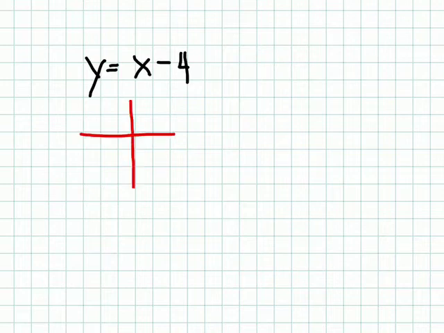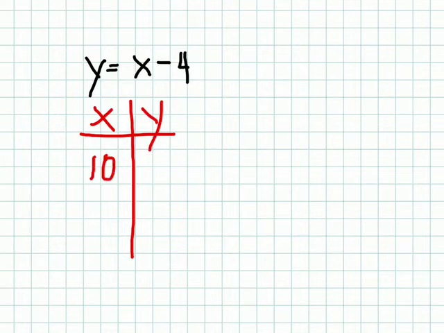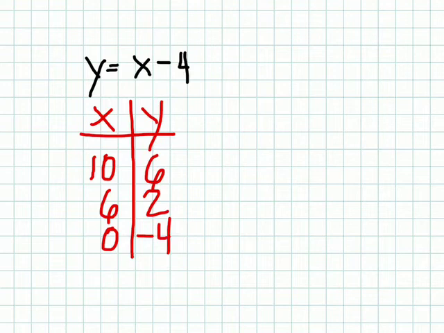And we could list a few, and we're going to. So here's x, here's y. If x is, I don't know, 10, x minus 4 is y, so y is going to be 6. If x is 6, y is going to be 2. If x is 0, y is going to be negative 4. If x is 2, y is going to be negative 2. And we could go on and on like that forever. We never really would have to stop. There are an infinite number of possible combinations of x's and y's that make this a true equation.